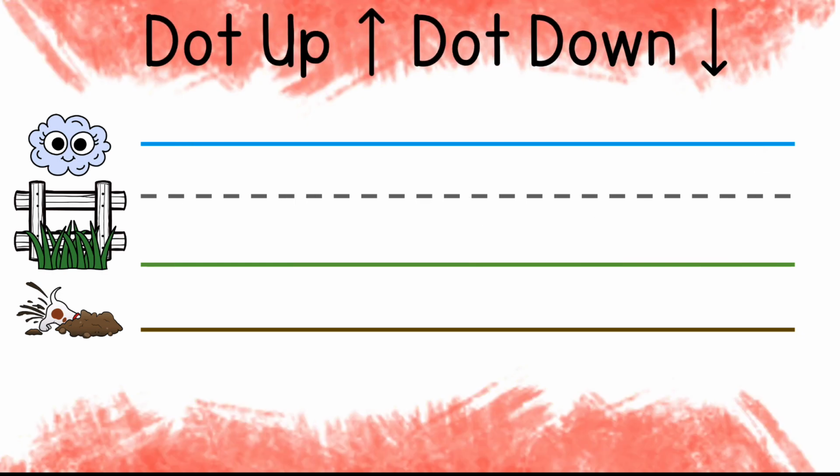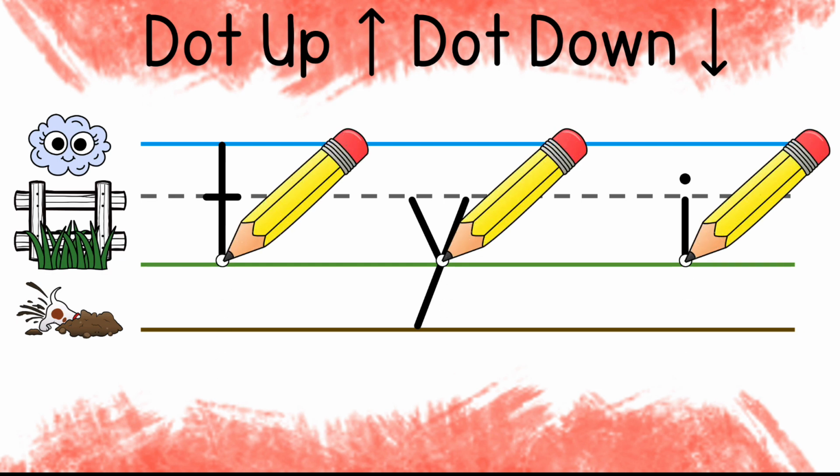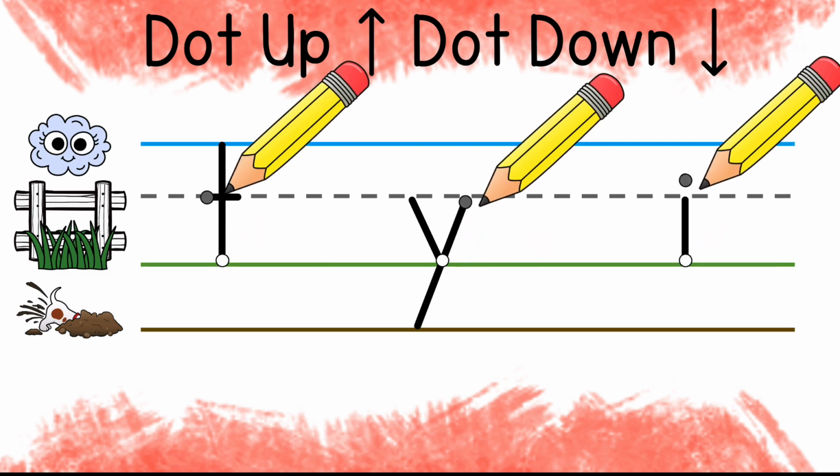Most letters are written without lifting our pencils, but for some letters we have to lift our pencils. White dots remind us that we need to lift our pencil, and gray dots let us know where to place our pencils to finish the letter.